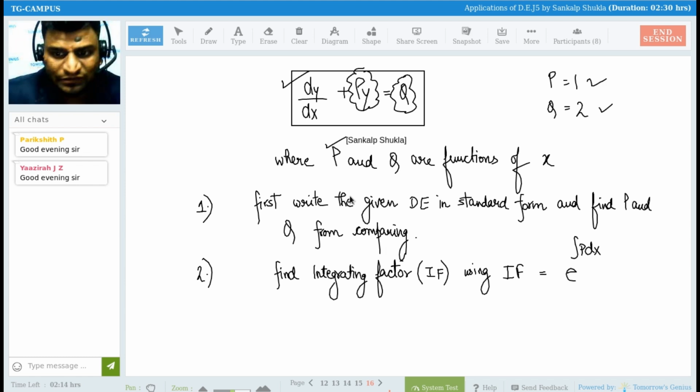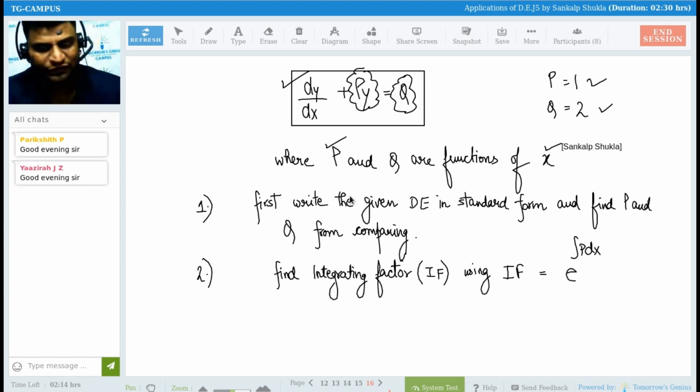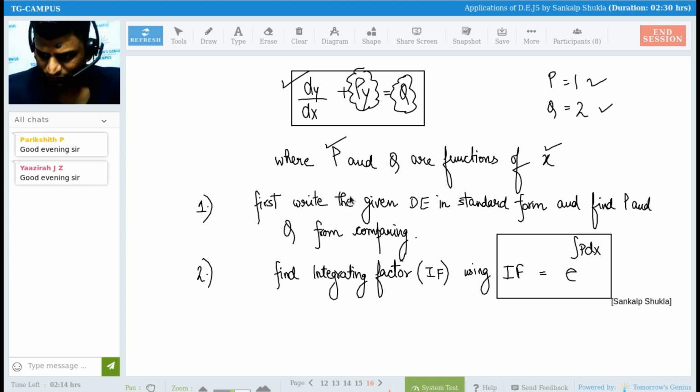As I told you, P is a function of x, so yes, we can integrate P with dx. Whatever the primitive is, you have to put that in the power of e. This is the formula for IF. Nobody should ask me, sir, what is this IF? Because what will you do by knowing what IF is? If you have the formula for IF, then it is cool now. You can find IF.